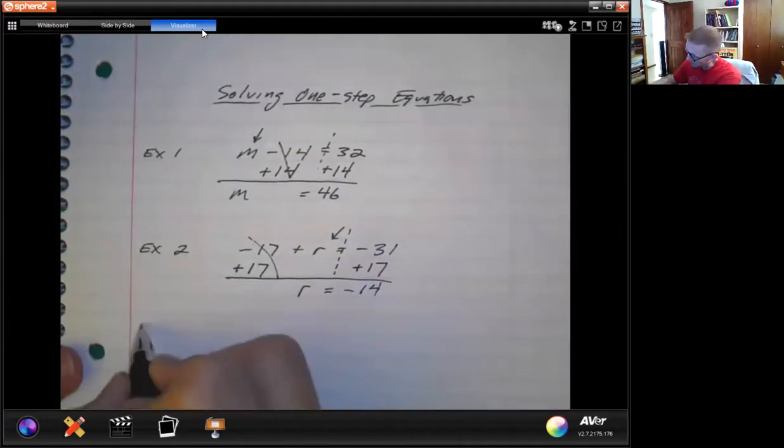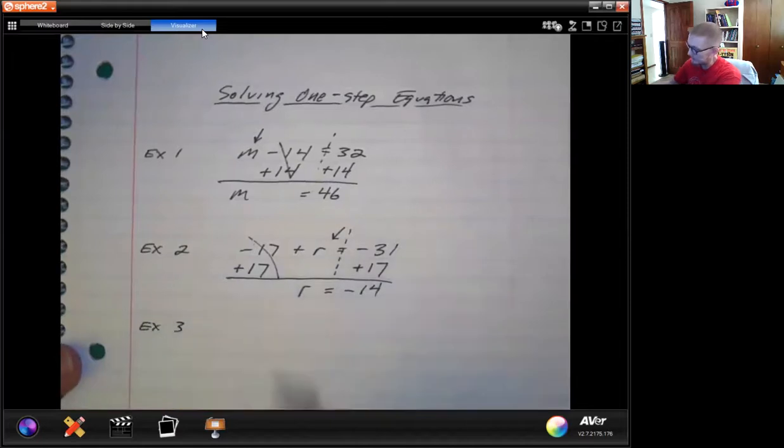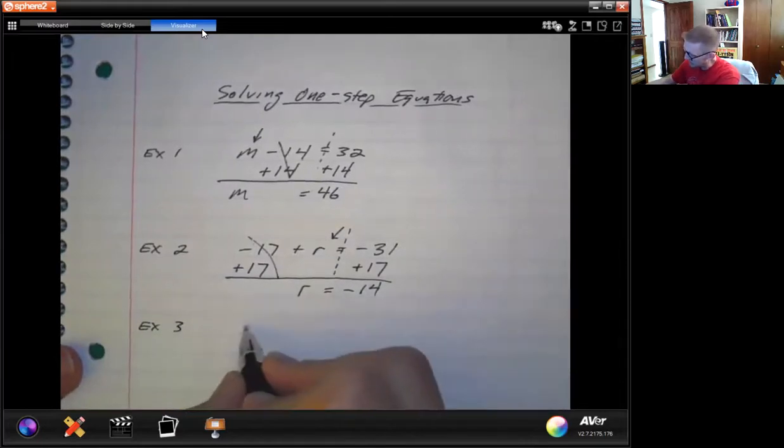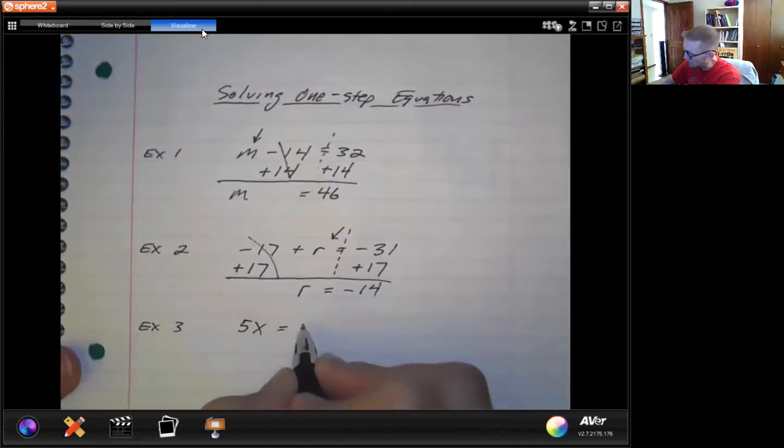Now let's change operations here for example 3. Let's take something that looks like this. Let's take 5x equals 40.